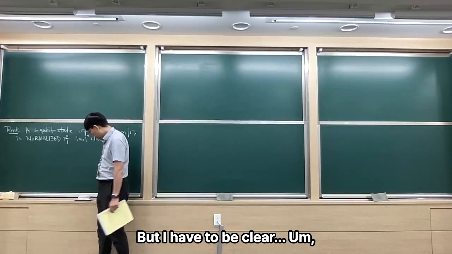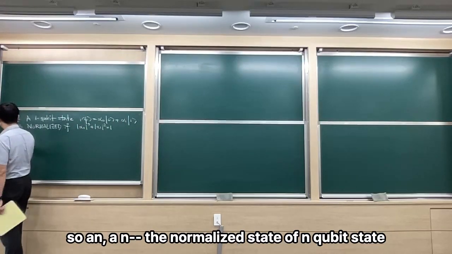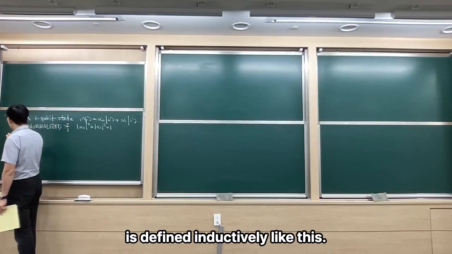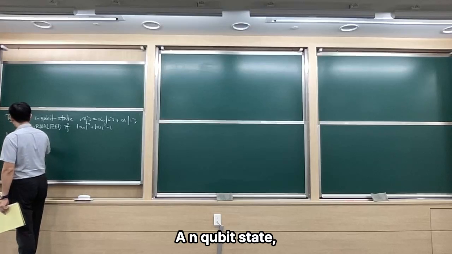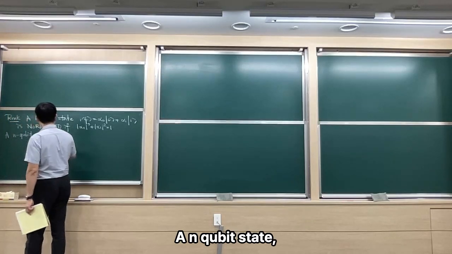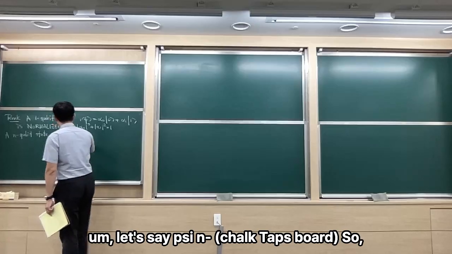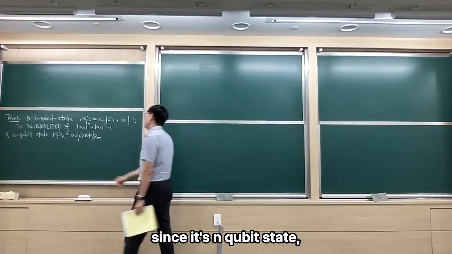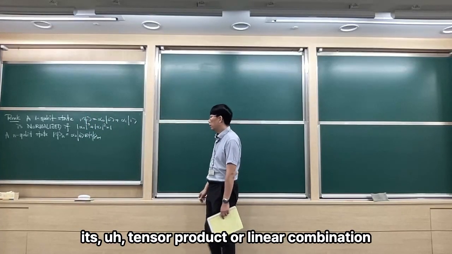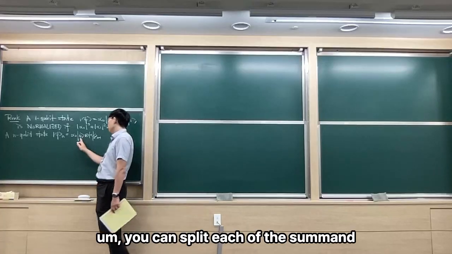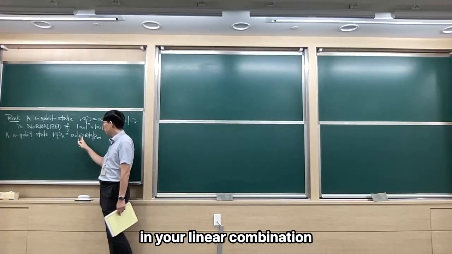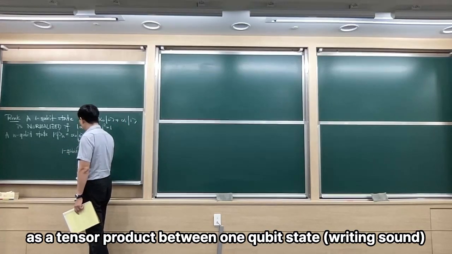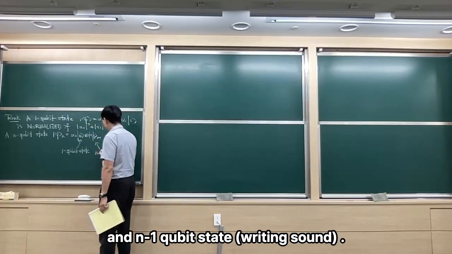But I have to be clear. The normalized state of an n-qubit state is defined inductively like this. A n-qubit state, let's say psi n, since it's n-qubit state, it's a tensor product or linear combination of tensor product. You can split each of the summand in your linear combination as a tensor product between the 1-qubit state and n minus 1 qubit state.